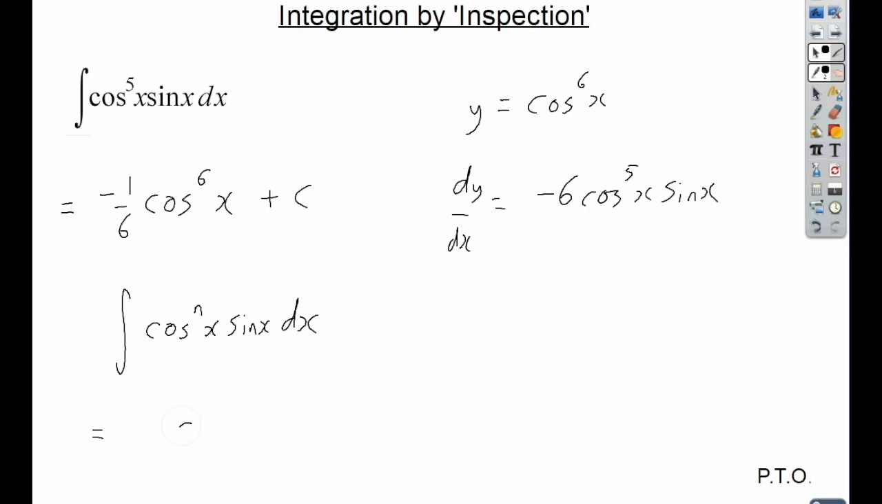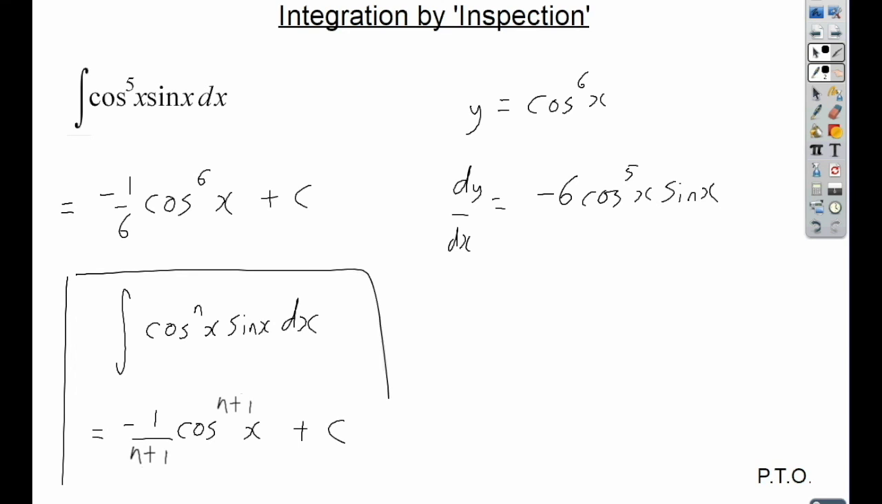So that is going to be cosine to the n plus 1 x, and then it's going to be negative 1 over n plus 1, and then plus c. That is it. And that is a really handy result to write down as well. So here you're looking for any multiple power of cosine x and a single power of sine x. Those couple of results are really important as well, because they are inspection.